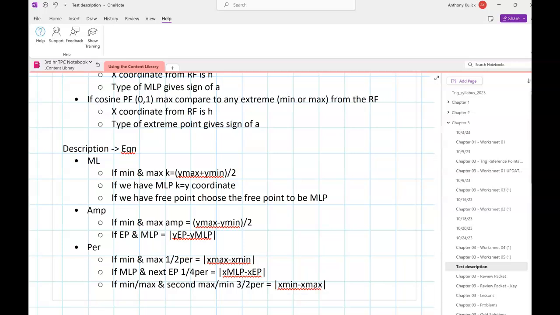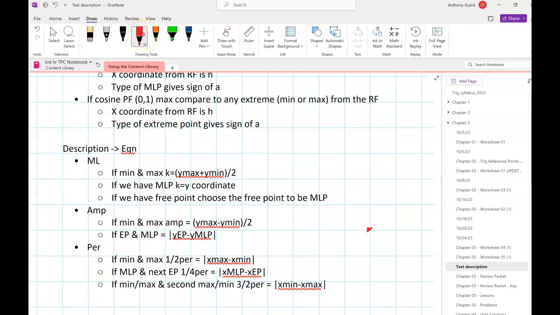I think those all came up in the homeworks. It's 1.5 periods. Yep. So if you have the maximum, and then the second minimum after that, that's 1 period, and then another half, right? So that was 1, and then there's another half. So it's 1.5. I think those are the situations that we saw, right?